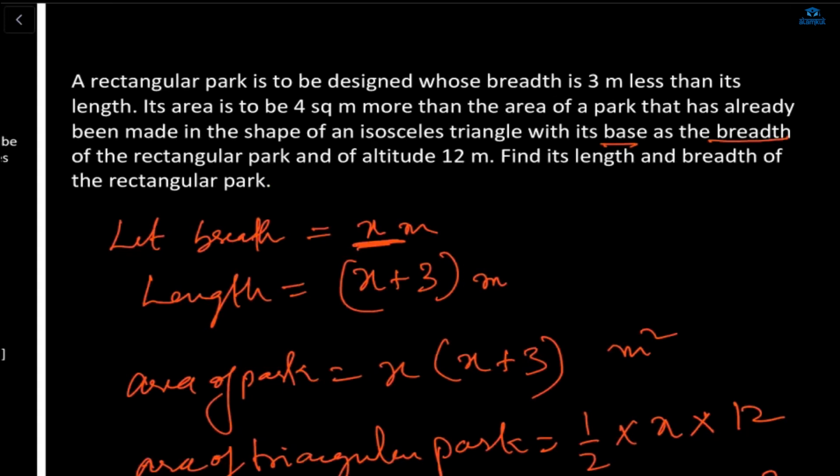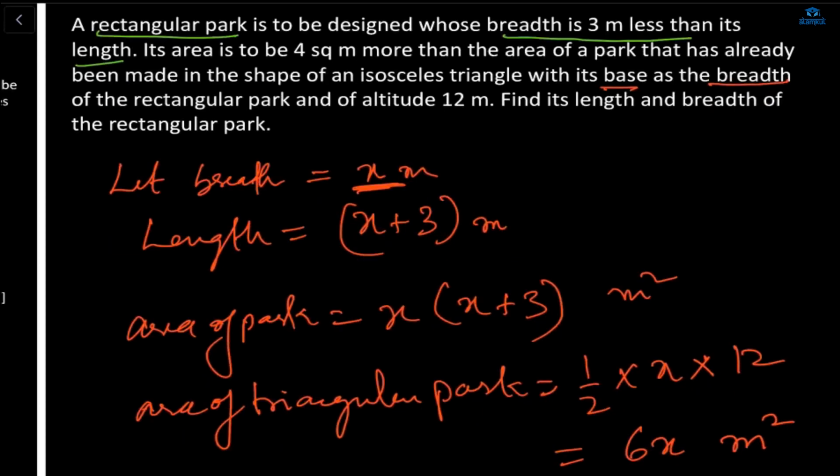In the starting it is written a rectangular park whose breadth is 3 meter less than its length. So the area of the rectangle is what? Length into breadth, x into x plus 3. So you will get x square plus 3x meter square because it is an area.